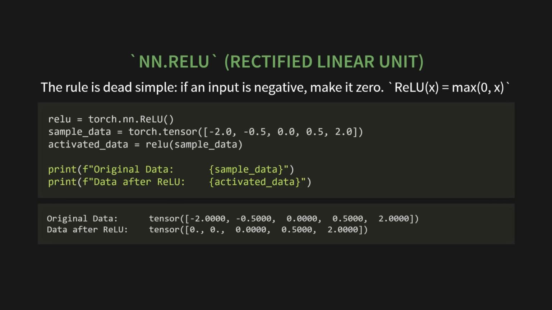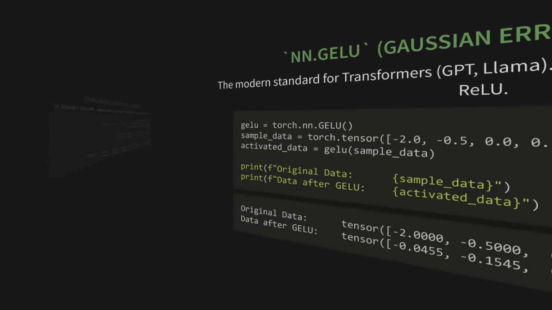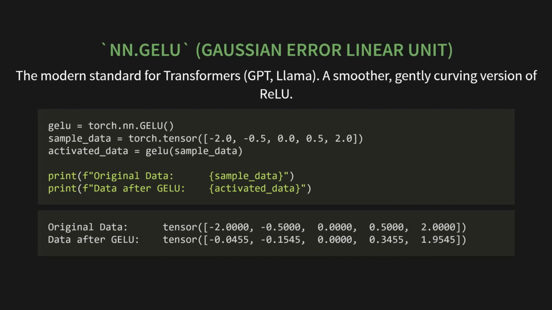Look at this example. We create the layer, ReLU equals torch.nn.ReLU. We have some sample data, a tensor with -2, -0.5, 0, 0.5, and 2. And we pass it through the layer. And the output? Look, the original data is on top. In the data after ReLU, all the negative values are just gone. They've been set to 0. Simple and effective.